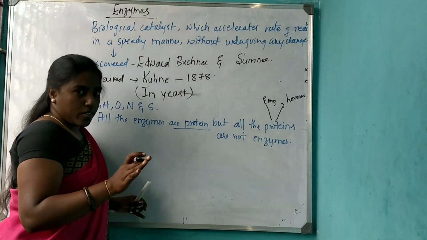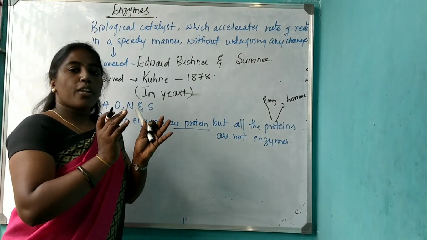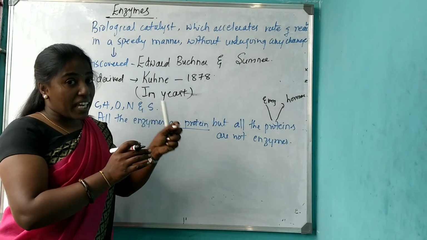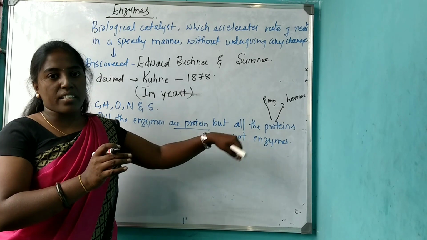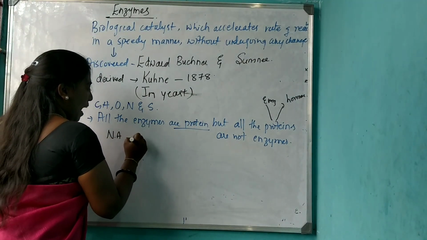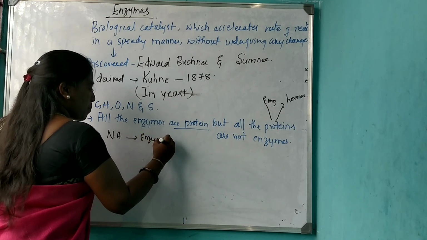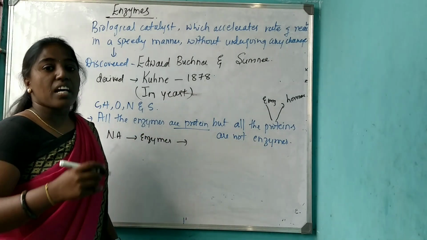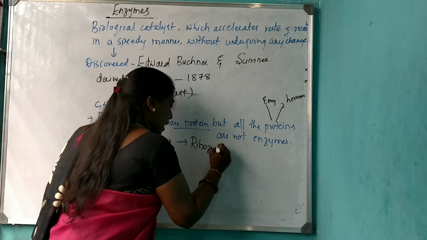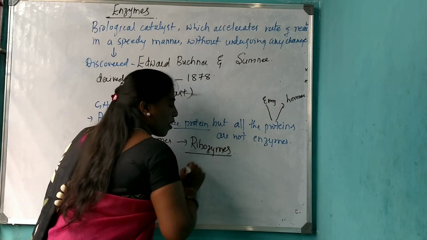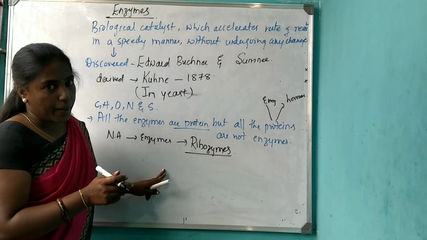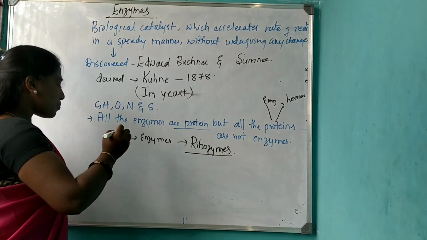In some cases, enzymes are not made up of proteins only. Some nucleic acids act as enzymes. We call those ribozymes. Important thing: ribozyme means a nucleic acid acting as an enzyme. Is it clear? Okay. Next.